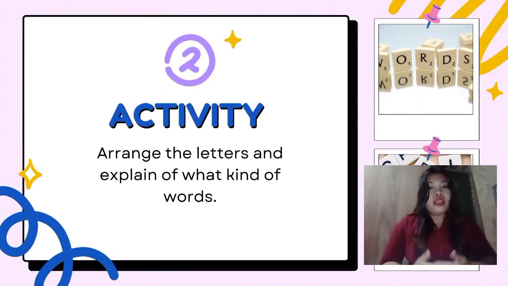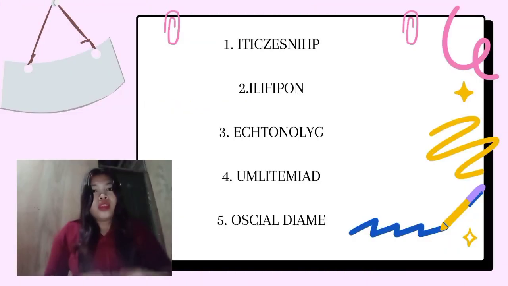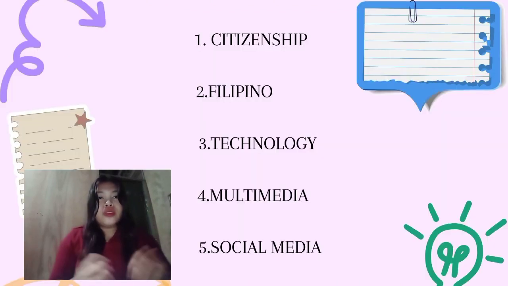But before that, let's have our activity first. So, arrange the letters and explain what kind of words. Now, here are the five letters that you are going to arrange. So, we have the first, citizenship, second, Filipino, the third one is technology, fourth one, multimedia, and the last one is social media.